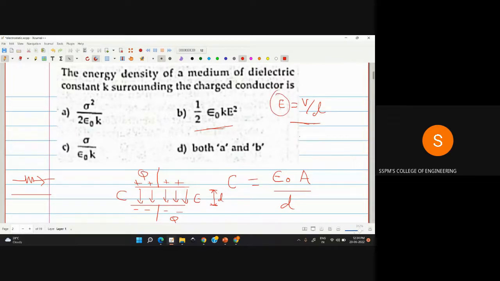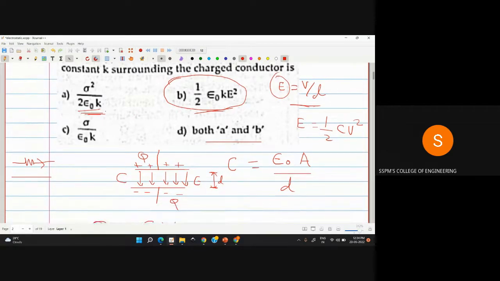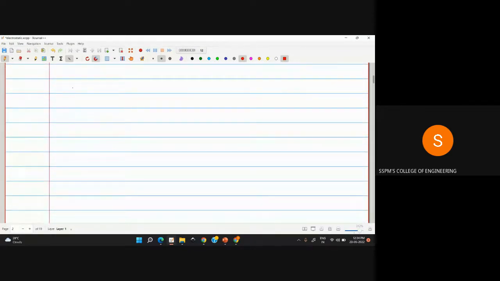And according to definition, the energy stored is half into C into V square. And what is C? C is epsilon 0 A divided by D. So option B is a correct option, isn't it? Half epsilon 0 K E square. Now see what is given in D, both A and B are correct, so you will have to try this also, to see whether this is also a correct option. Now see how to calculate this. Option B is correct, option B is known: half epsilon 0 is a media constant into K.